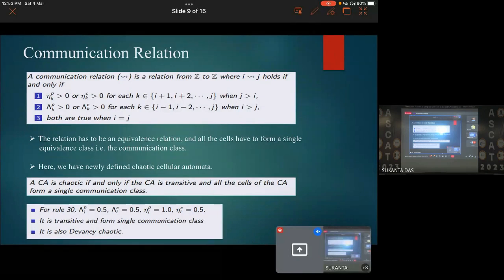Now suppose one cell is communicating with another. If somewhere there is no communication, if the communication is blocked, then we cannot say that this is a chaotic system.